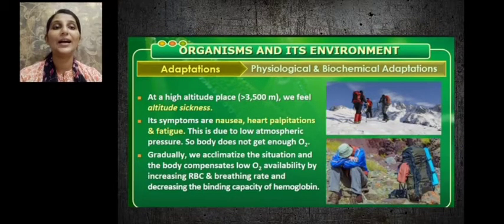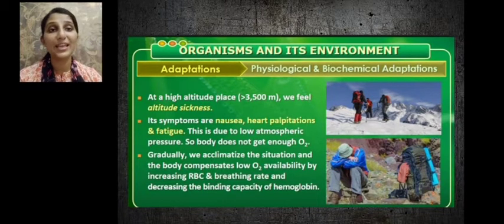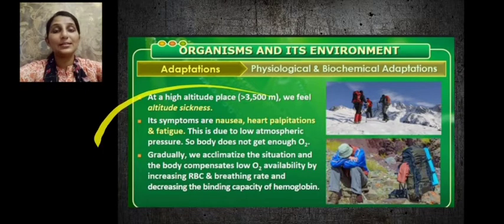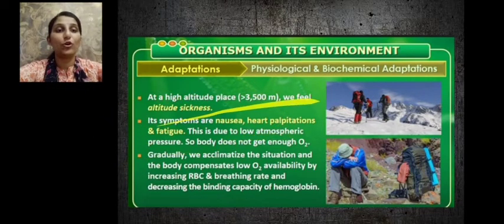At a very high altitude, just imagine, when we go from the plains to higher altitudes, greater than 3,500 meters above sea level, what happens? We start to feel altitude sickness. We start to feel giddy, we start to vomit, nausea. Its symptoms are nausea, heart palpitations, and fatigue, and this is due to the low atmospheric pressure. At higher altitudes the atmospheric pressure is low, and that is why we develop a sickness called altitude sickness with the following symptoms.